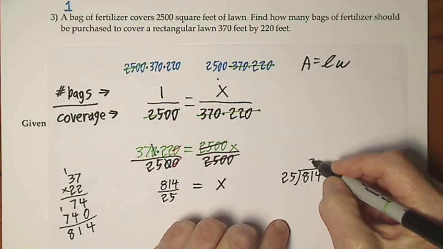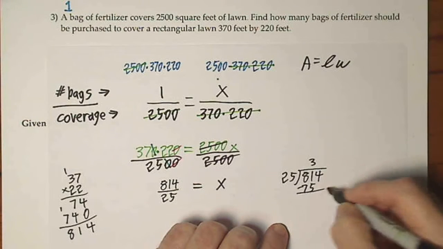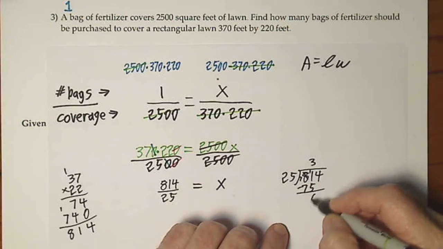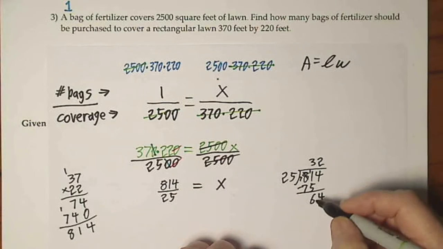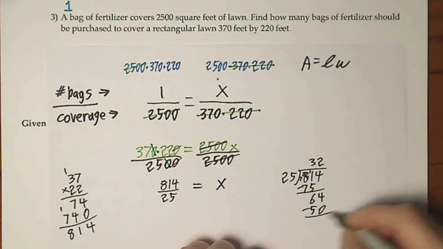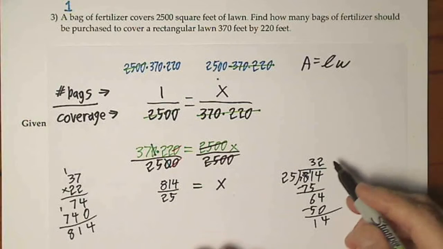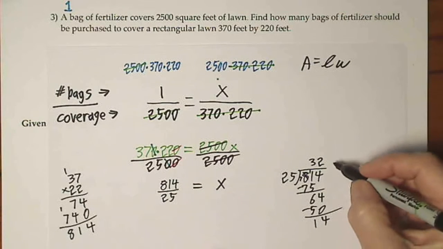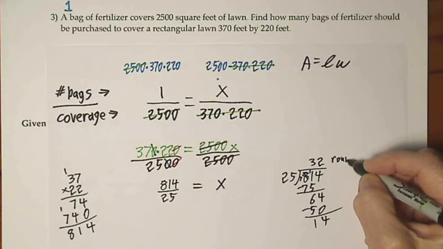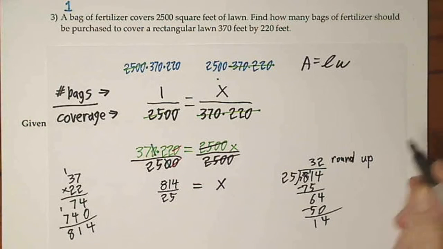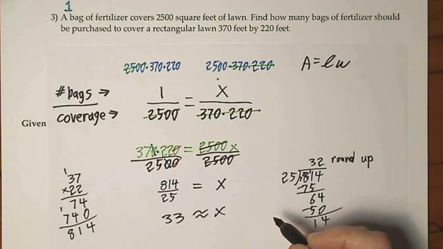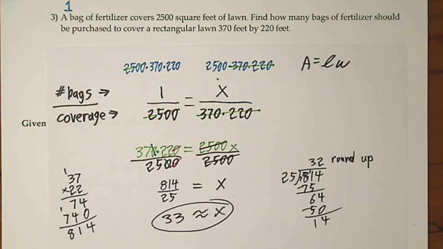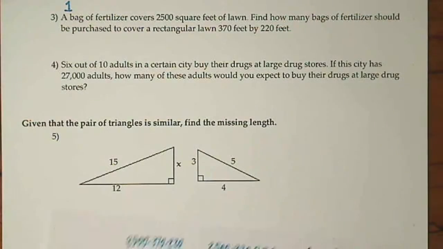Into 81, that's 3. That's 32. But if we want to be sure that we can cover this lawn, we had better round up. All right. So I would say we need 33 bags. All right, moving on to the next one.